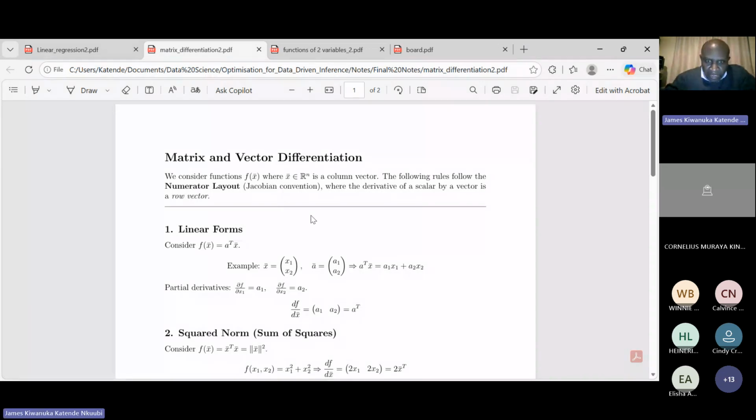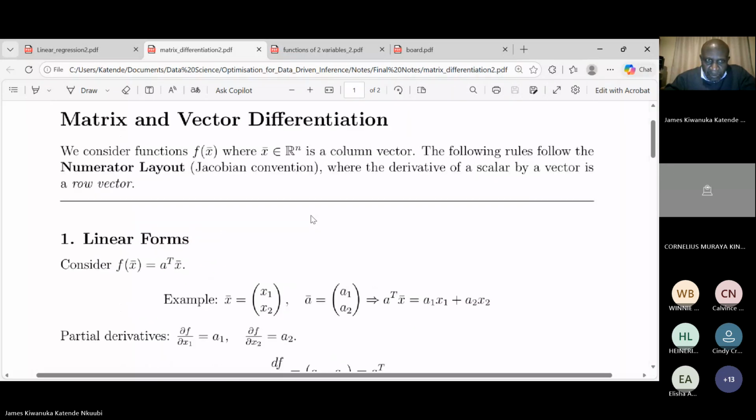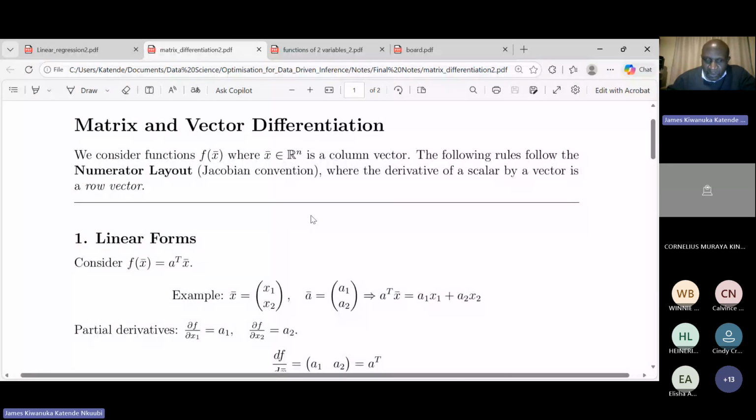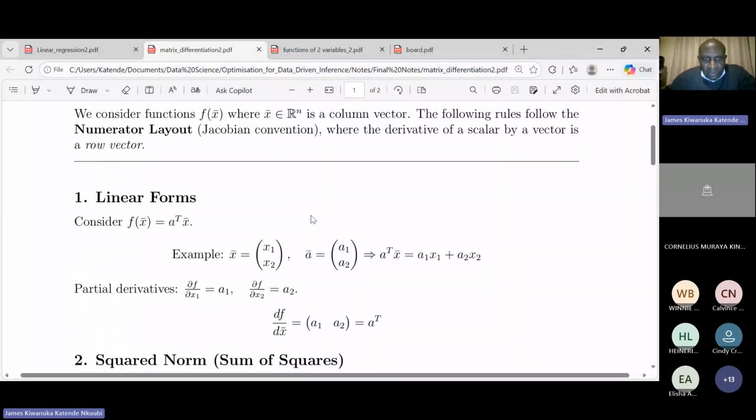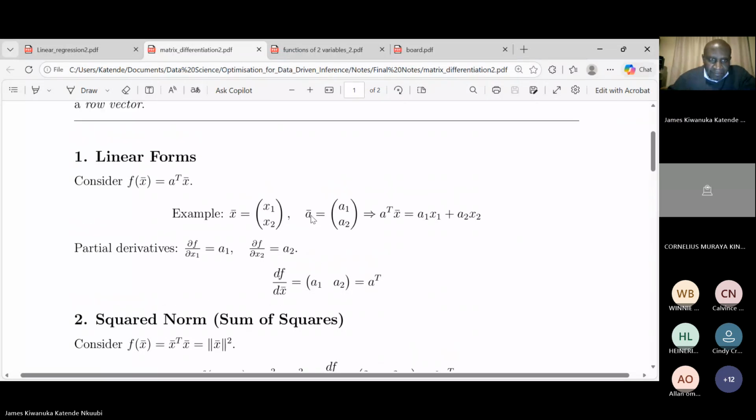So we're going to look at matrix and vector differentiation. It's not any different from what we've been doing, but it's just in a few well-structured cases, trying to put them in a compact form. So the first example we'll work with.